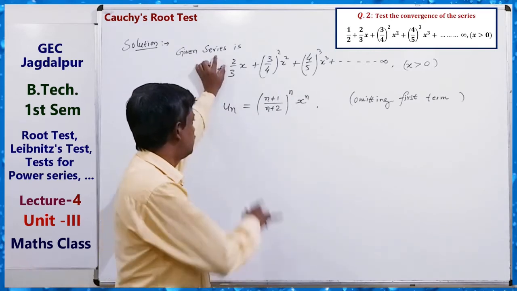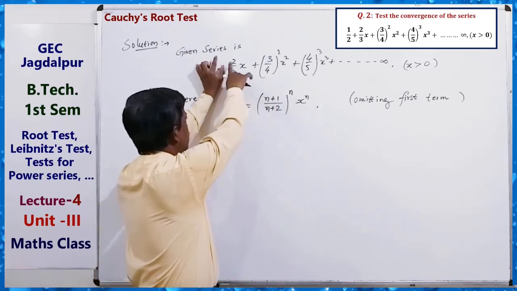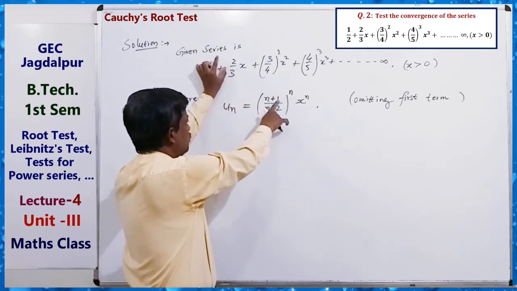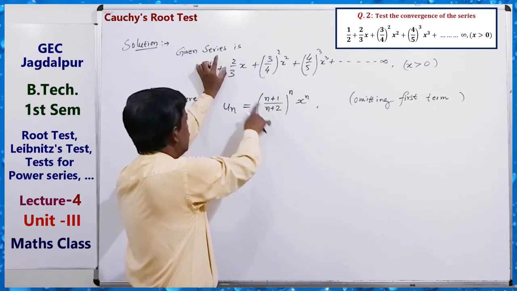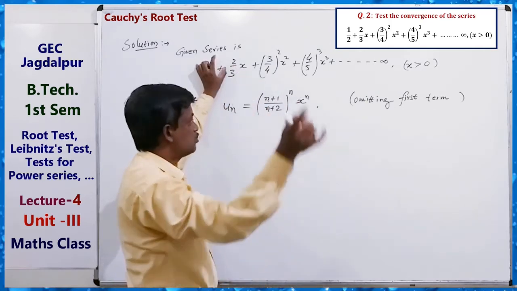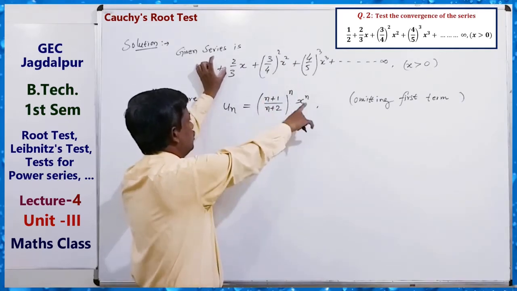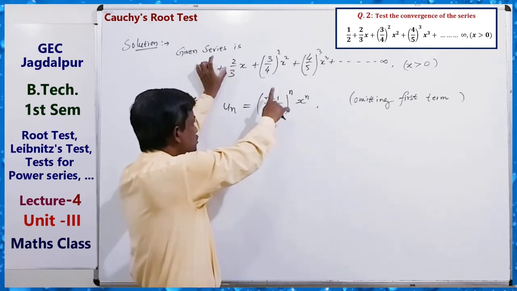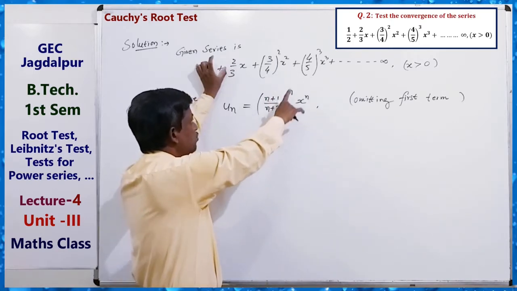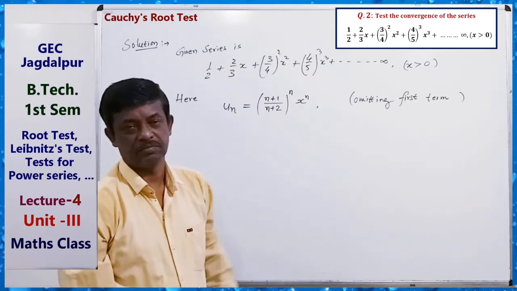we can write the other terms like this: n equals 1, that means 2 by 3 power 1, x power 1. n equals 2, 3 by 4 power 2, x square. n equals 3, 4 by 5 power 3, x cube. So this will be the nth term.